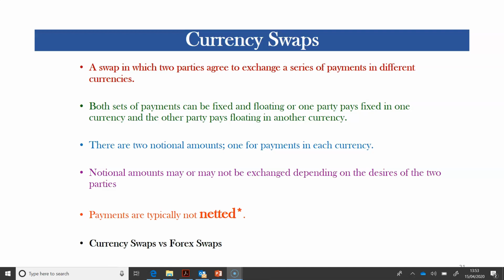Also, currency swaps are different than forex swaps. Forex swaps involve a long position in a forward contract on a currency and a short position in a forward contract on the same currency with a longer maturity than the long forward contract. A currency swap does not involve any forward contracts, though it is equivalent to a series of long and short forward contracts on a currency.